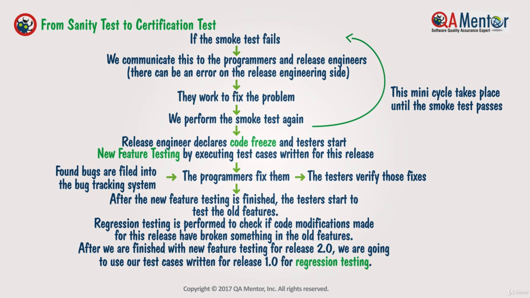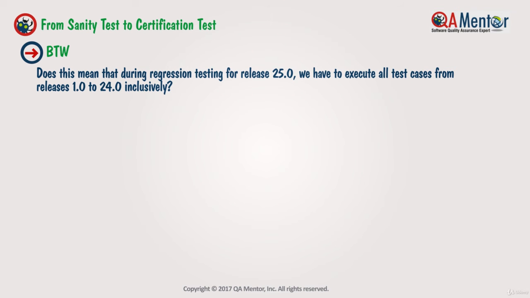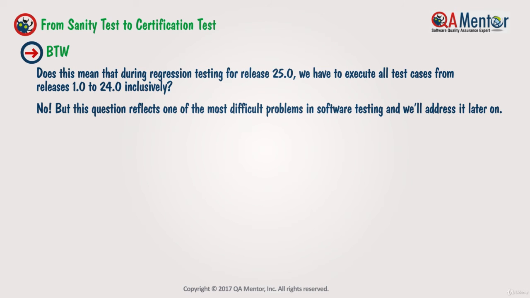After we are finished with new feature testing for Release 2.0, we are going to use our test cases written for Release 1.0 for regression testing. By the way, does this mean that during regression testing for Release 25.0, we have to execute all test cases from Releases 1.0 to 24.0 inclusively? No, but this question reflects one of the most difficult problems in software testing, and we'll address it later on.